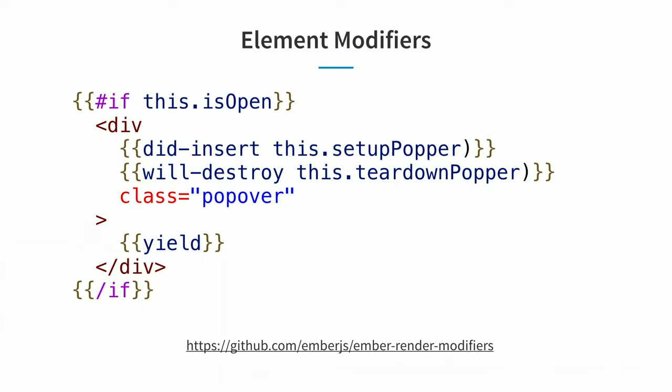It's only invoked when the div is inserted, right? That's the semantics. When it's inserted, you'll be passed args, the current value of the things. Isn't the naming a little bit of a troll? Did insert is relative to the state of the element. Did update is not relative to the state of the element.